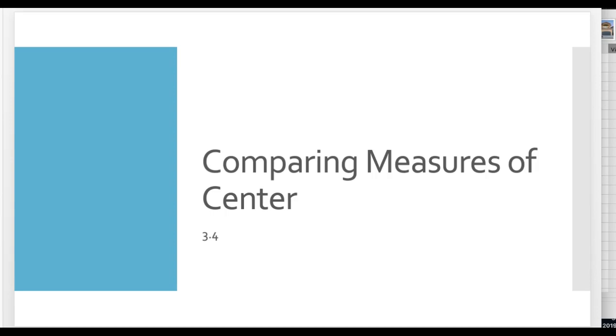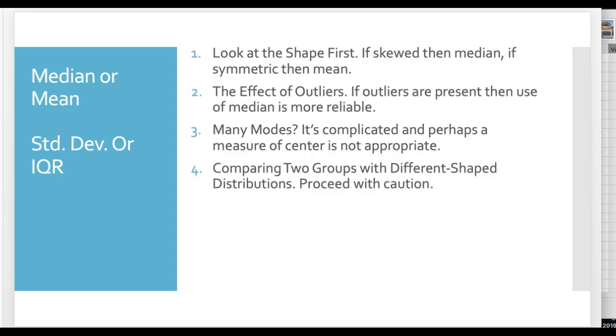Pretty much we've presented two cases here. Either you use the mean or the median, or we use the standard deviation or the interquartile range. So it comes down to comparing measures of center. In these cases we're always going to look at the shape of the distribution first. If it's skewed, we use the median. If symmetric, then we want to use the mean.